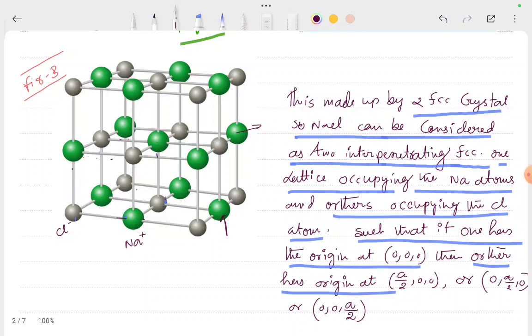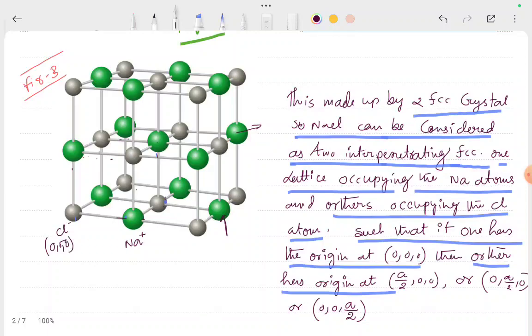Okay, so if we just forget all the Na plus ions and connect all the black balls, then we get a cubic crystal. But if we take all the green balls, then we get a CsCl structure. Again, we forget about all the black balls and connect all the rest of the green balls, then you again get a cubic structure. And if you take all the black balls, you get an FCC structure. Okay, so if we consider an FCC structure which is made with Cl minus ions, its origin is actually located here. This is nothing but 0, 0, 0.